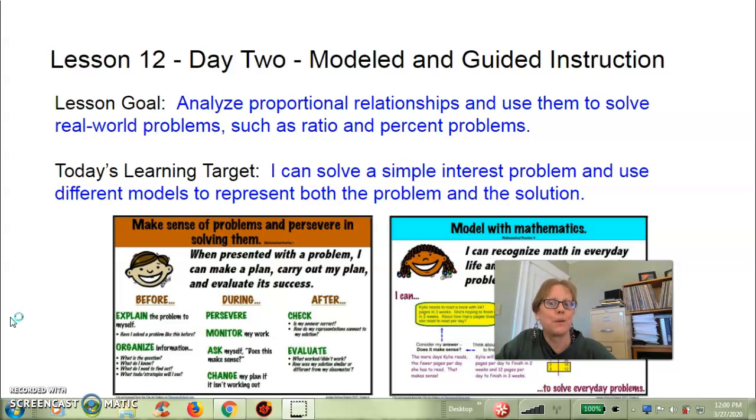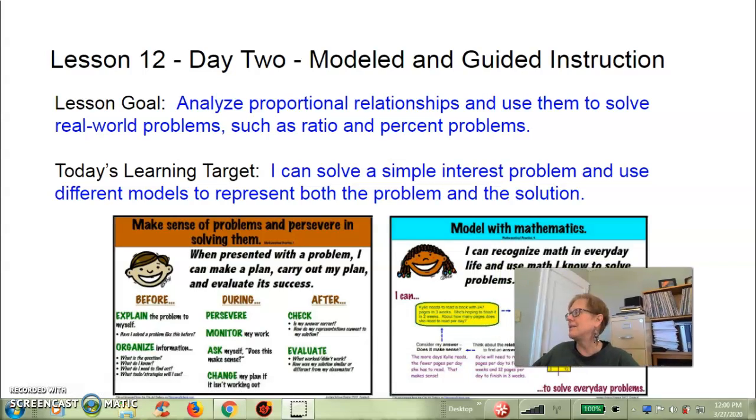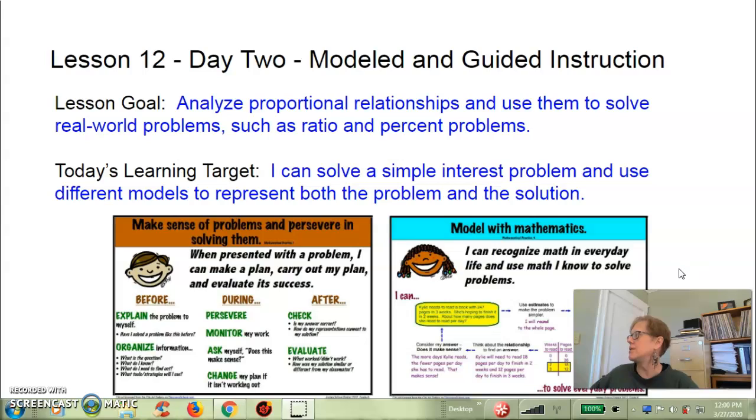Hi everybody, welcome to day 2, modeled and guided instructions. As you can see, this comes from the ready text. I'm not going to read the goal, but I do want to emphasize today's learning target, and that is we're going to work with simple interest problems. I'm going to move my picture so we can take a look at the practice standards as well.